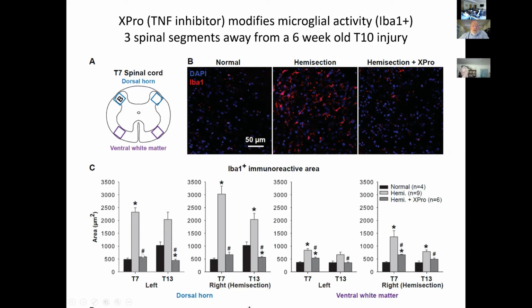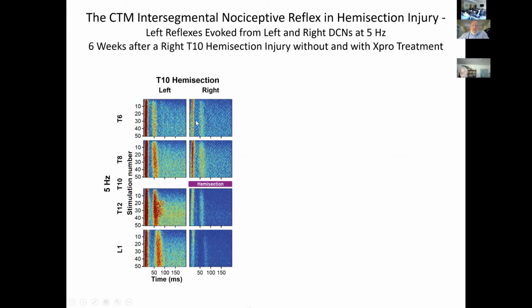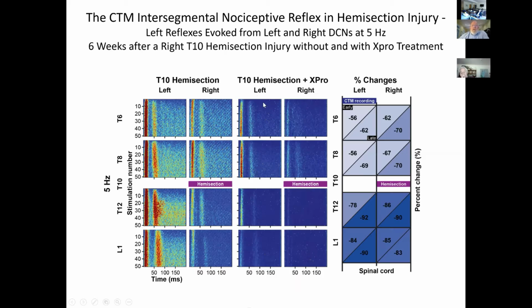And you can see that's quantified down here for both T7 and T13 on the side of injury, and on the uninjured side, you see these increases in microglia with injury, and then bringing those numbers back down with injury plus treatment. So we said, okay, if we've modified the microglia back to normal, what happens to the reflex? So here's the hyperreflexia of injury alone. If we look at animals that got injury and then 6 weeks of XPro, their reflexes look like they're back down to normal.